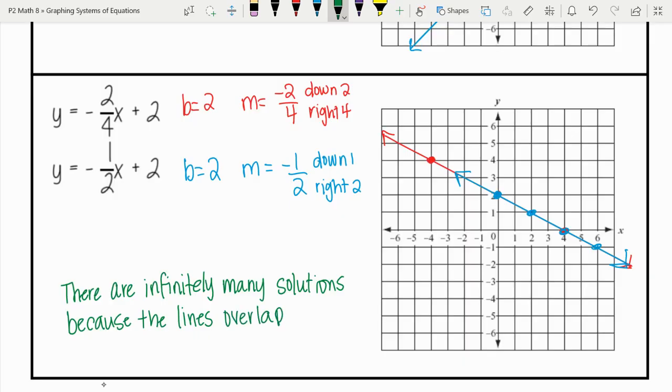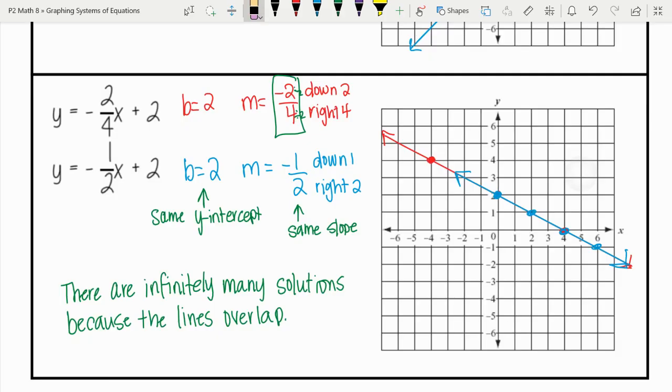Okay, and so a hint here is that if we have the same y-intercept and the same slope, then we will have infinitely many solutions. And so if you look at the slope, it doesn't look the same, right? But the reason why it doesn't look the same is because one of them, this one here, is not simplified. We could simplify this by dividing by 2 on top and bottom, and you would see that negative 2 over 4 is equivalent to negative 1 over 2. They're the same thing, just written in different ways.